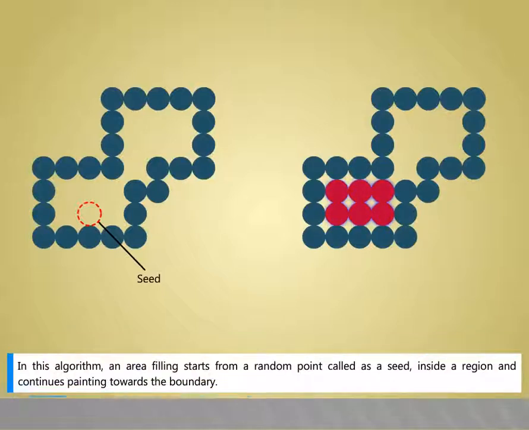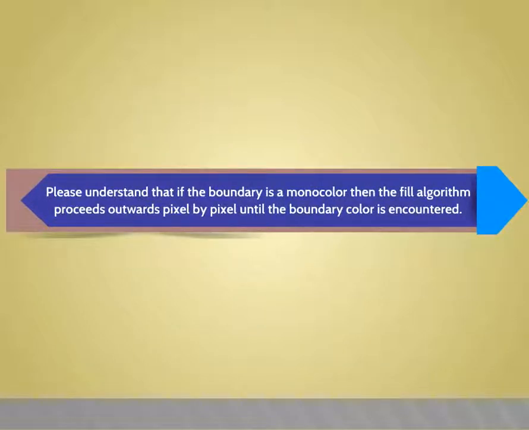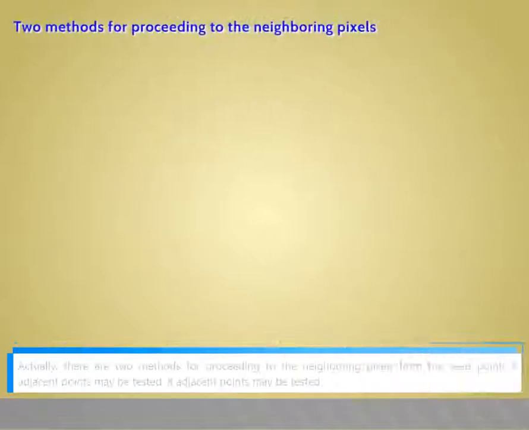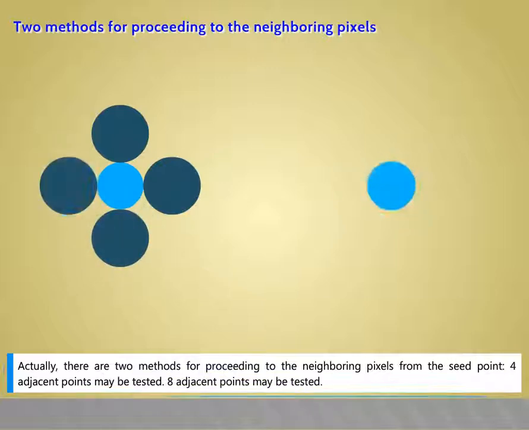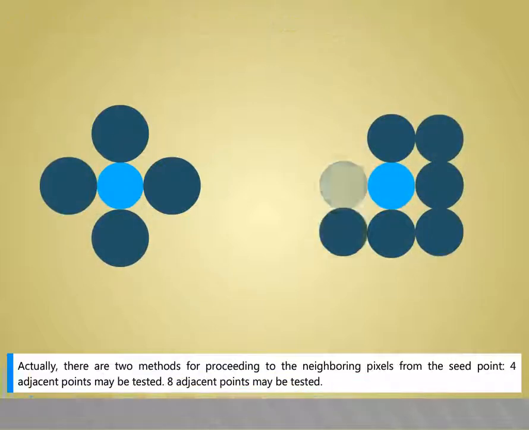In this algorithm, an area filling starts from a random point called a seed inside a region, and continues painting towards the boundary. Please understand that if the boundary is a monocolor, then the fill algorithm proceeds outwards pixel by pixel until the boundary color is encountered. Actually, there are two methods for proceeding to the neighboring pixels from the seed point. 4 adjacent points may be tested, or 8 adjacent points may be tested.